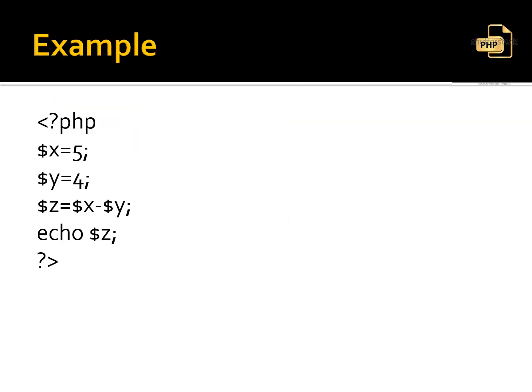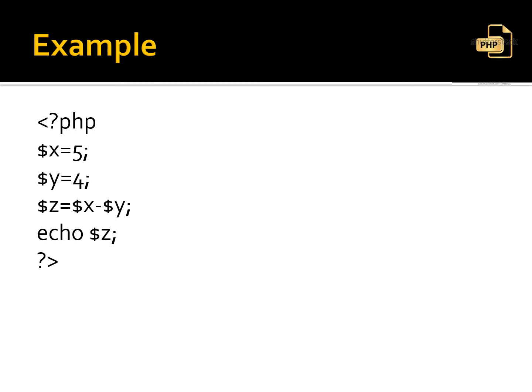Here we have an example code in PHP. Here the angle bracket question mark php is the opening tag of PHP. Then $x is declared. The $ symbol is used for mentioning a variable in PHP. $x is equal to 5. So a variable x is created and it has the initial value 5. Then $y is equal to 4. Another variable y is created with initial value 4. $z is equal to $x minus $y.